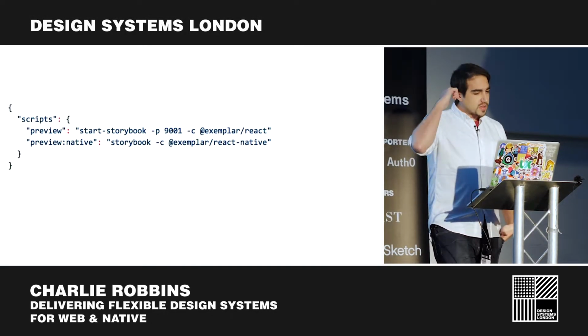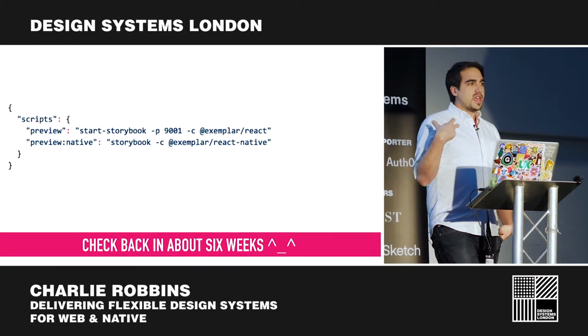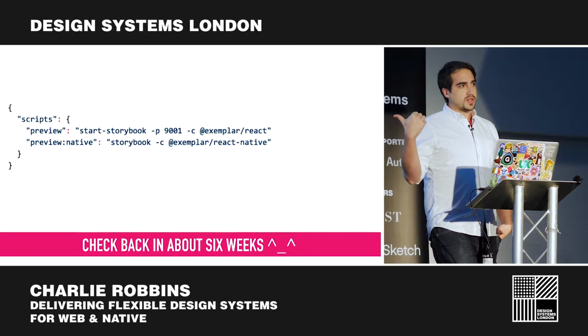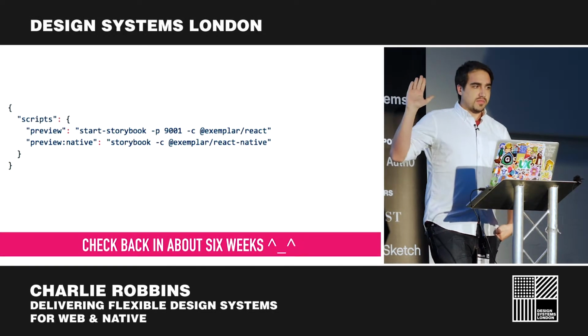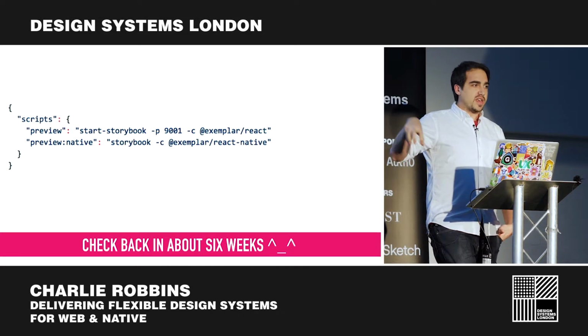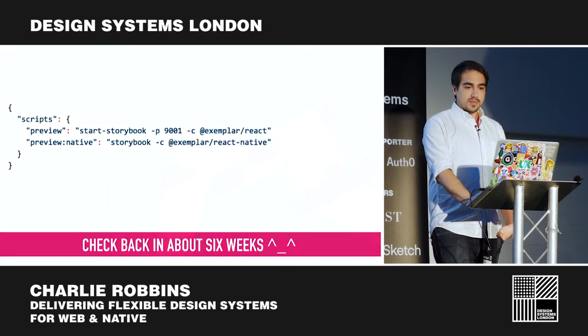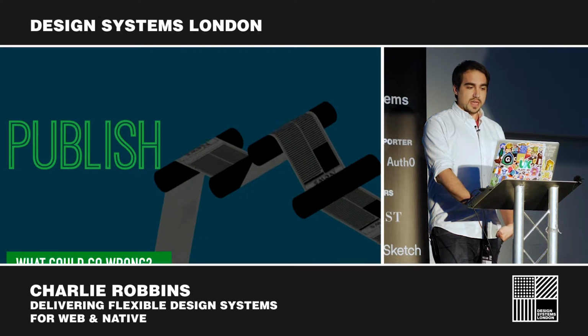So the exemplar scope is what we're working on. It's not quite there yet. Check back in a few weeks. But the idea is that if you follow that file structure, you can just use that config file, right? It's basically a shareable Storybook config that follows a very sane set of defaults. I am getting pretty close to being over, so we're going to pick up the speed.